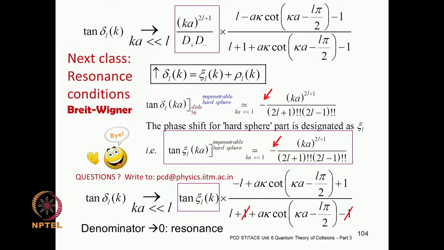And that is the part which is of interest in the resonance condition, and you can see where the resonance will take place. The resonance will take place when this denominator becomes small. The cotangent will take all kinds of values. And when the cotangent takes such a value that a kappa cotangent theta, where theta is kappa a minus L pi by 2, becomes equal to minus L, that is when you will hit a resonance. So we will discuss those details in the next class.